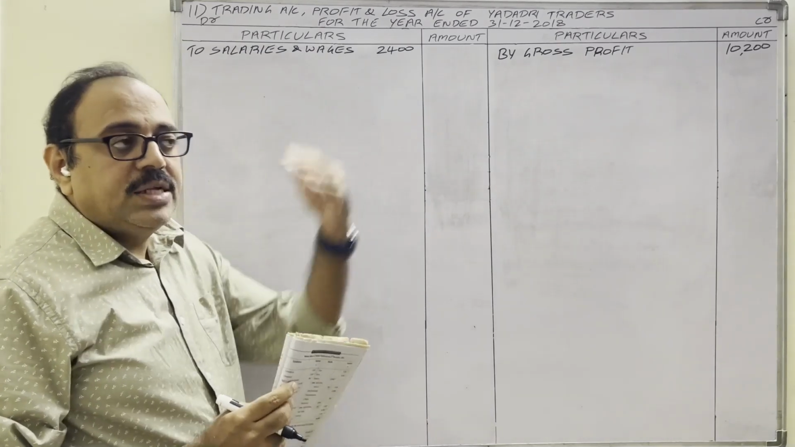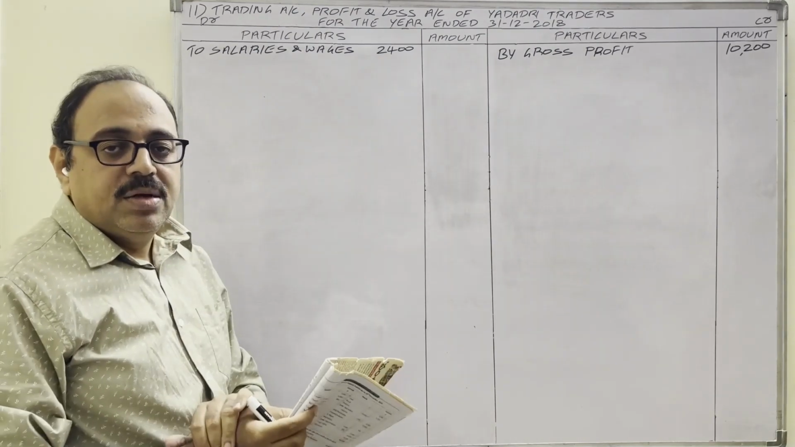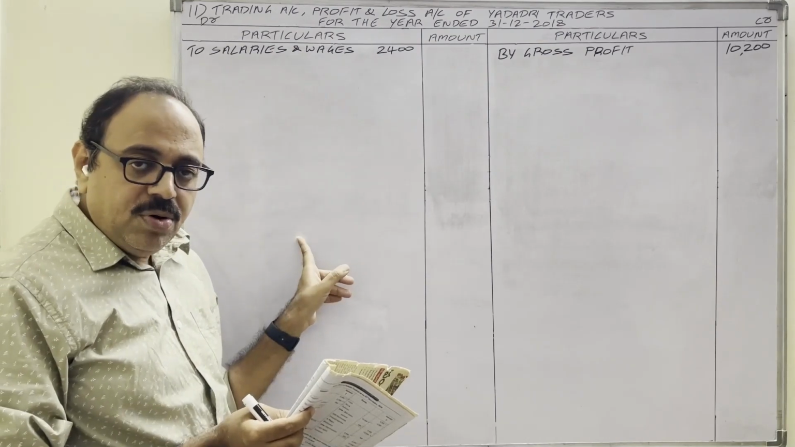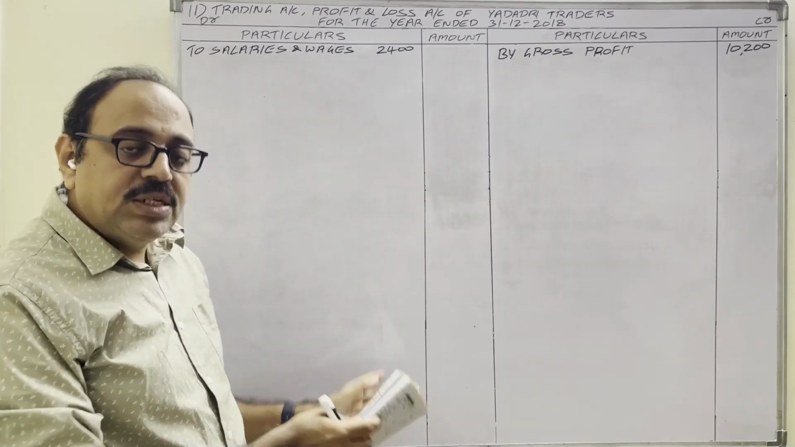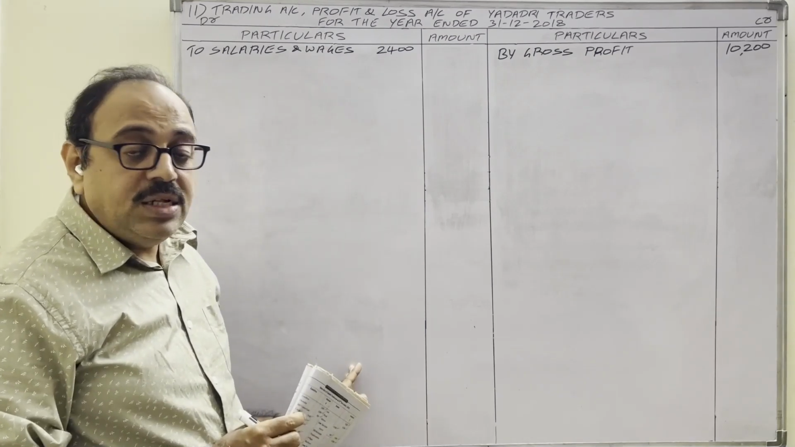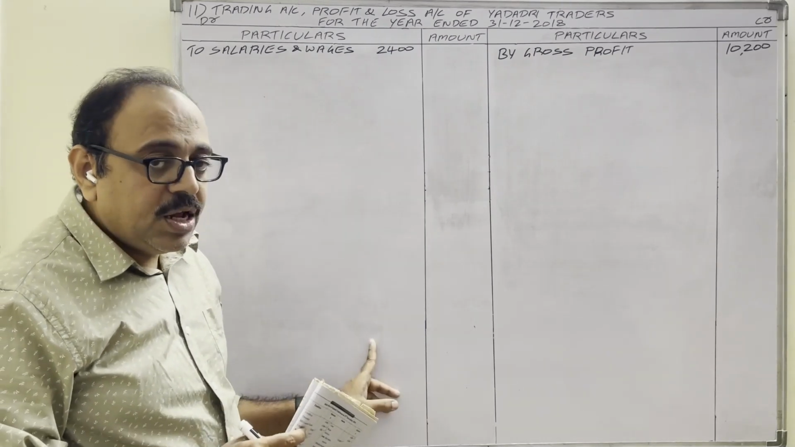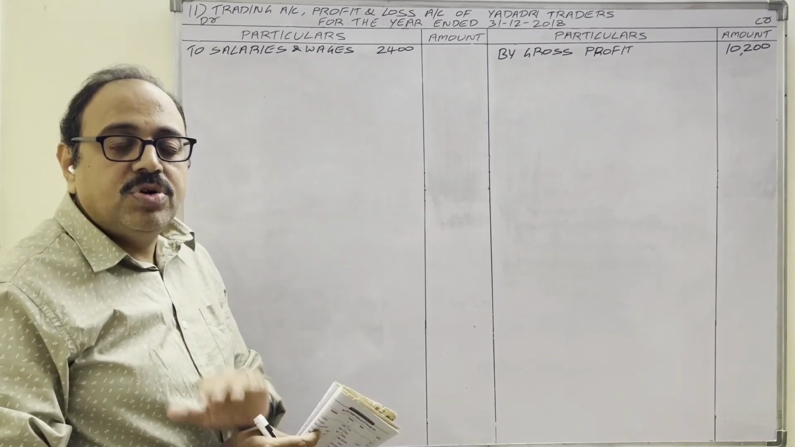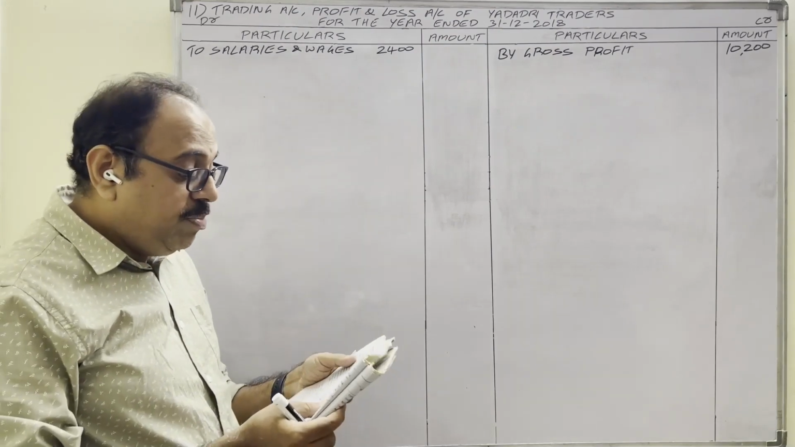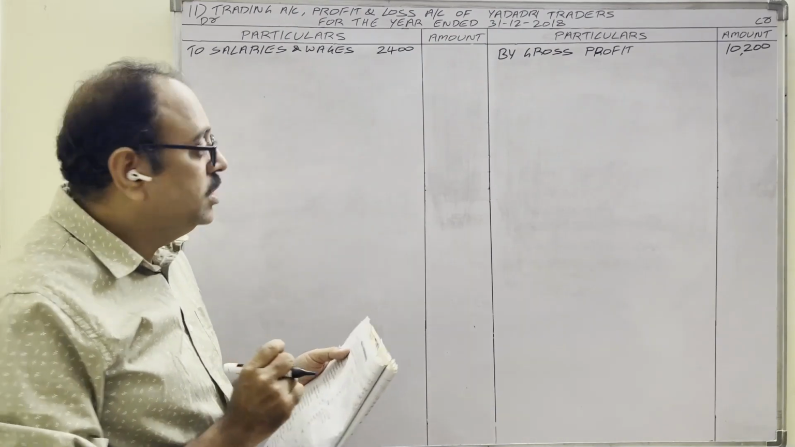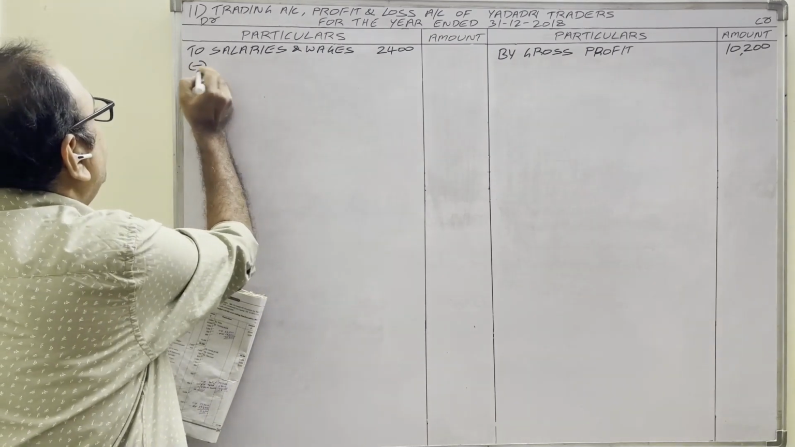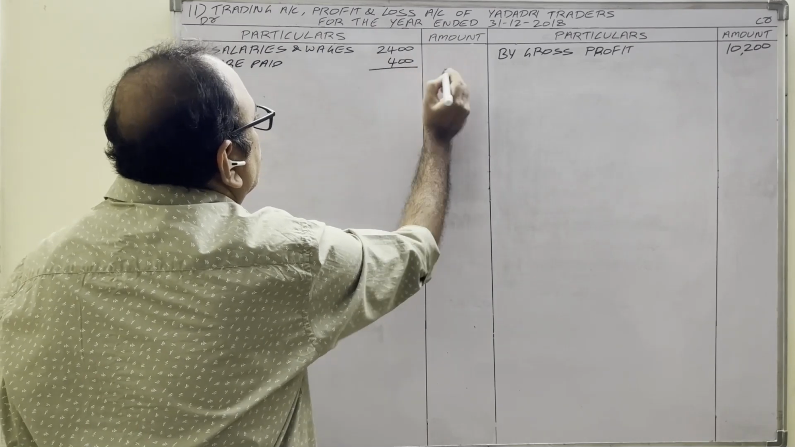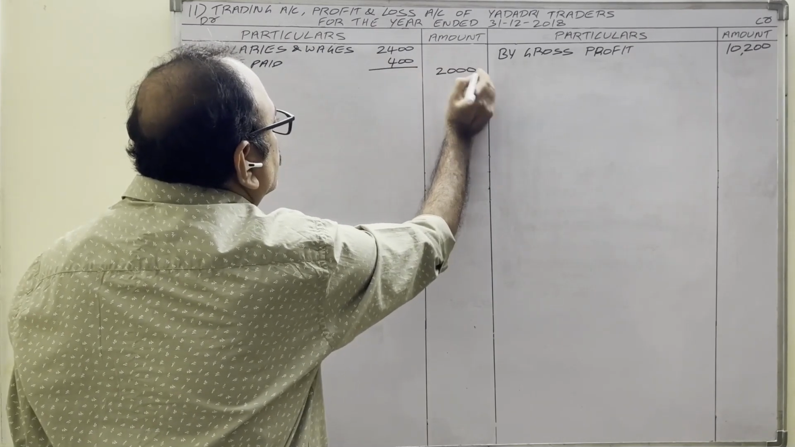Prepaid means what? Next year's expenditure that we paid now. Next year's expenditure we should show in next year's profit and loss account, not in the present account. We are preparing this account to know the present year's profit or loss. In that case, only current year expenses and current year incomes should be shown in this account. If any next year amounts are included, we should subtract them. Therefore, prepaid salaries and wages we have to subtract. Minus prepaid 400 rupees. Net amount in the outer column, 2,000.